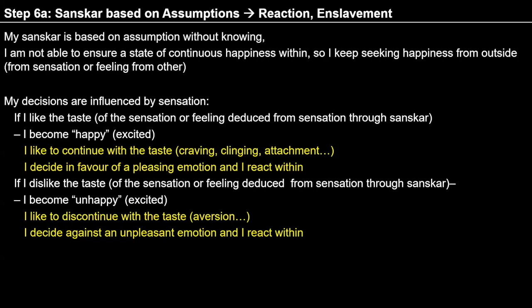So if my sanskar is based on assumptions without knowing, I am not able to ensure a state of continuous happiness within. And if I am not able to ensure a state of continuous happiness within, I keep seeking happiness from outside. Sometimes I keep seeking happiness from sensations, and sometimes from the feeling from others. If I am not able to see my sanskar and reevaluate my sanskar, what will happen? I will try to get happiness from outside. And there are two possible sources to get happiness from outside. One is from sensation that is happening in the body. Second is feeling from others.